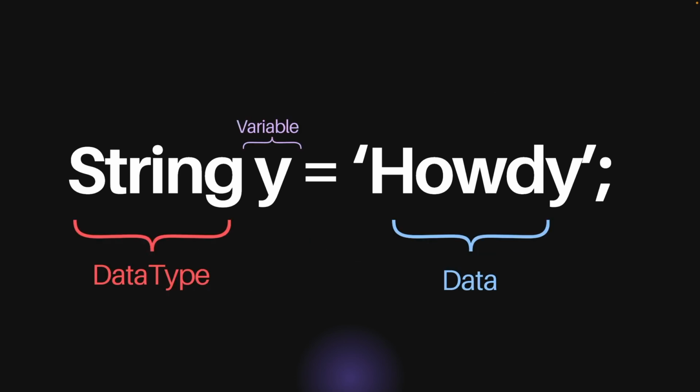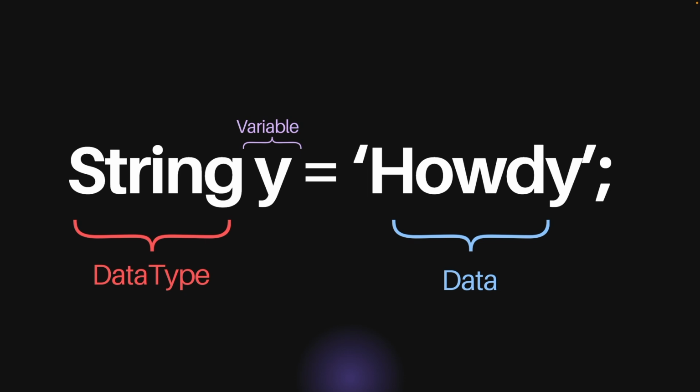So diving a little deeper here and looking at howdy, for example, string is the data type. You can think of that as the colored box that defines what type of data it can store. Y is the variable. You can think of that as the label for the box. And howdy, wrapped in single quotes, is the data.